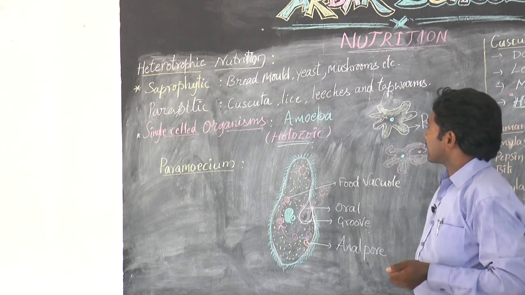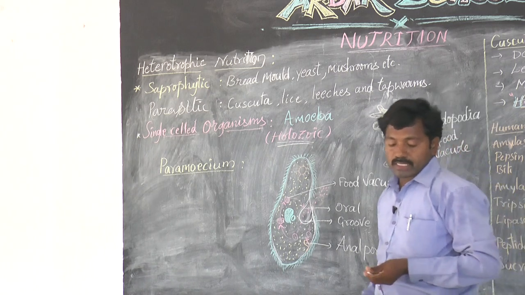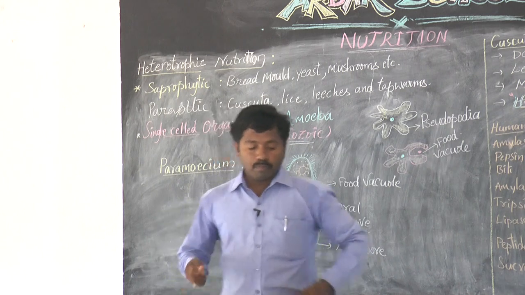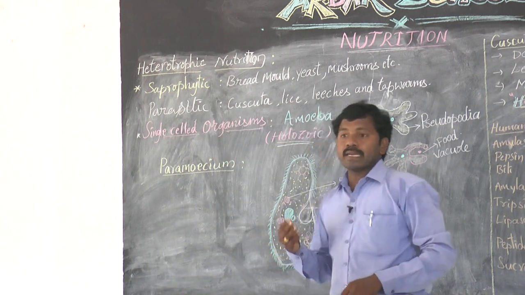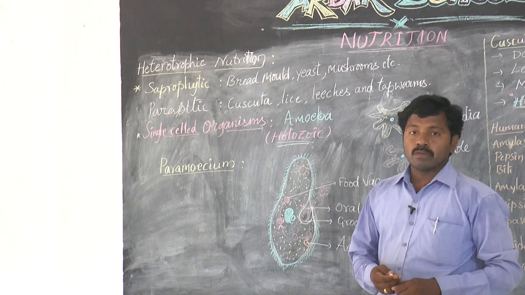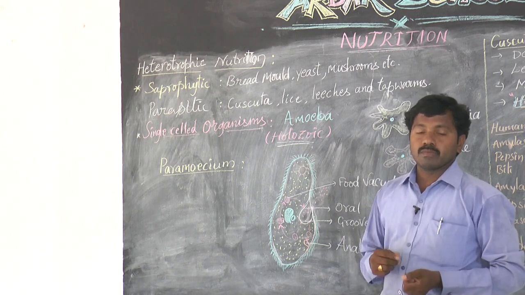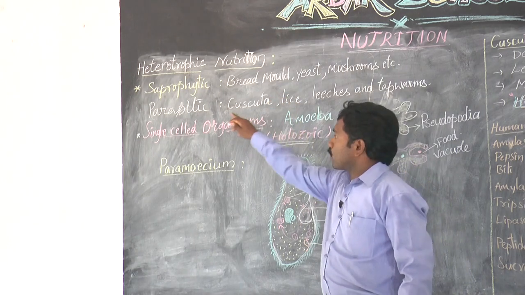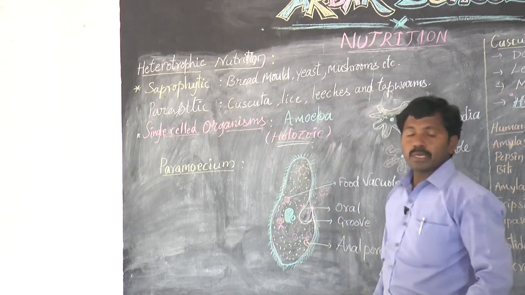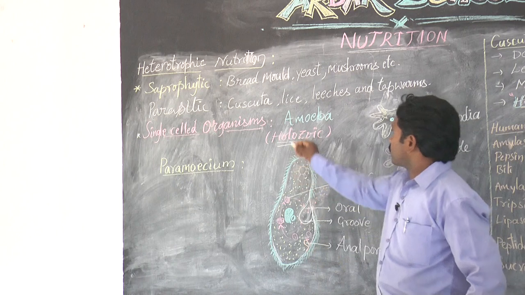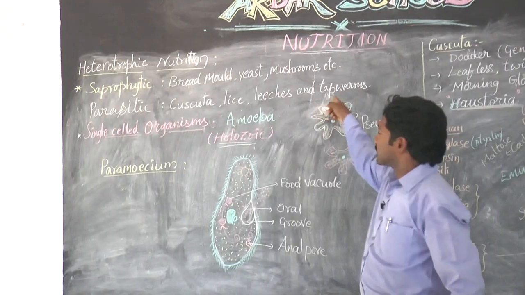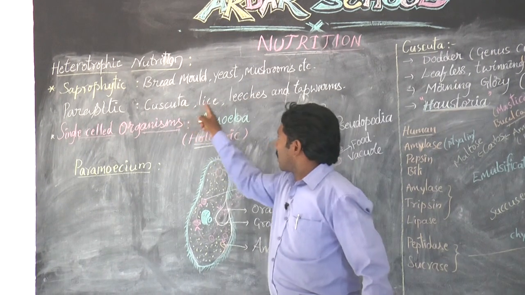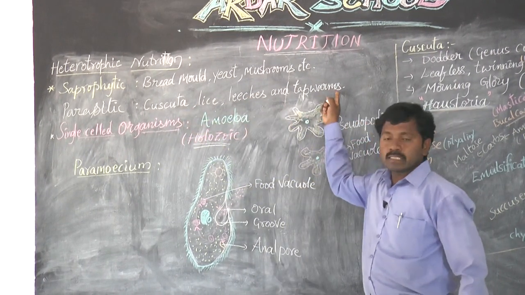Next one, parasitic nutrition. Here some organisms take nutrition from plants and other animals without killing the animal or plant. That is called parasitic nutrition. Examples are mosquito, lice, leeches, and tapeworms.